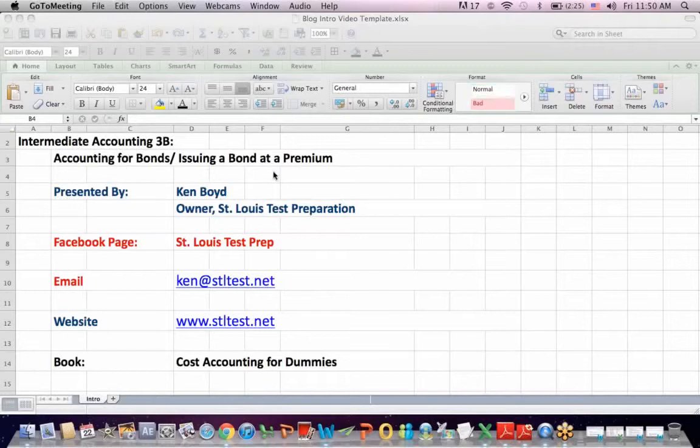Intermediate Accounting 3B, Accounting for Bonds and Bonds Issued for a Premium.